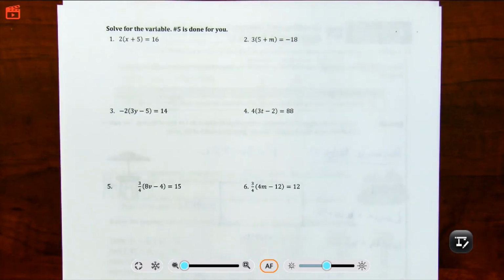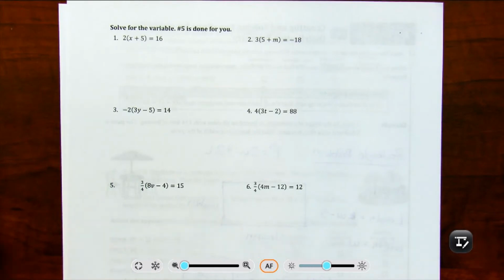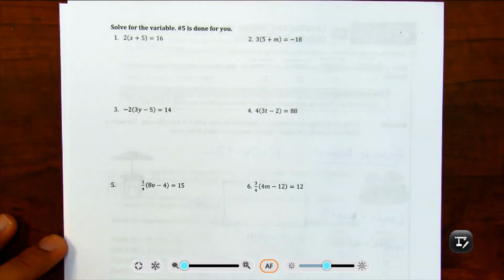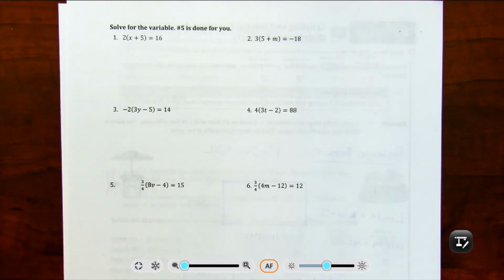Okay, so in this next part, this is where you could pause the video and you could work on these problems on your own. And you're practicing the distributive property. So we're distributing the number on the outside of the parenthesis to the number on the inside of the parenthesis. I'm just gonna do a few for you guys. Maybe I'll do problem number 3, and I'll do problem number 6.